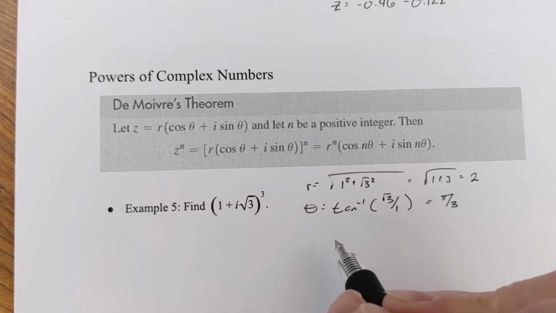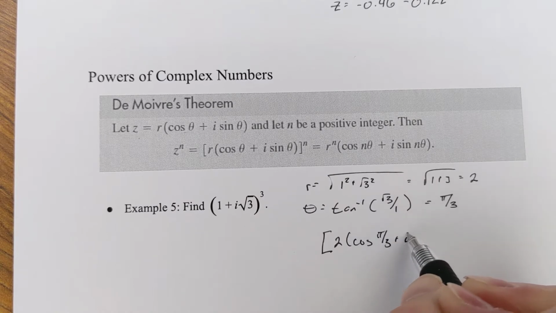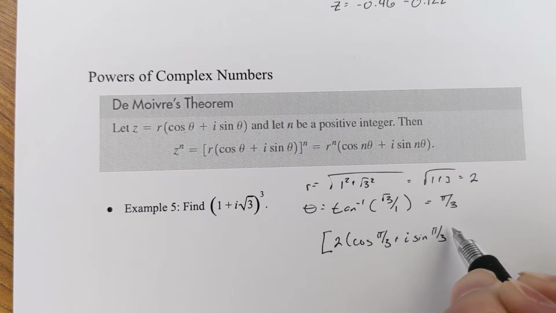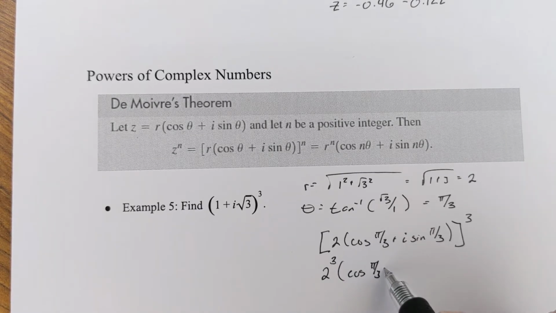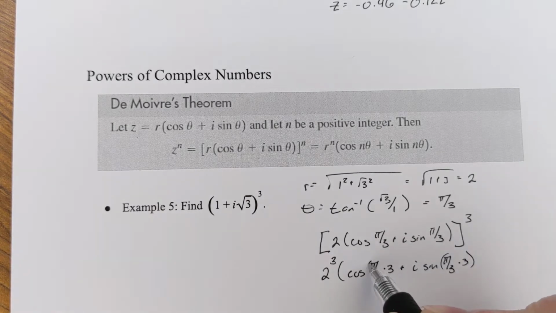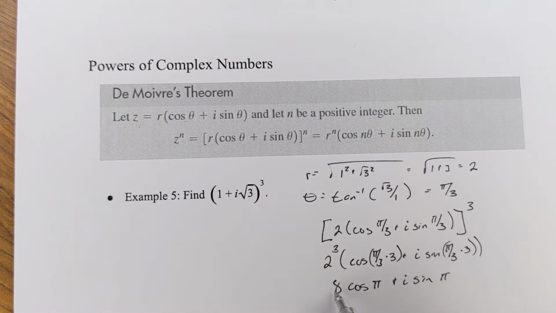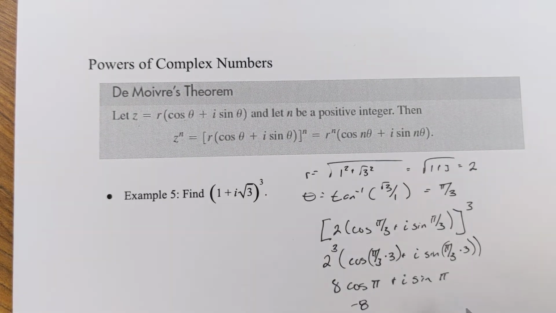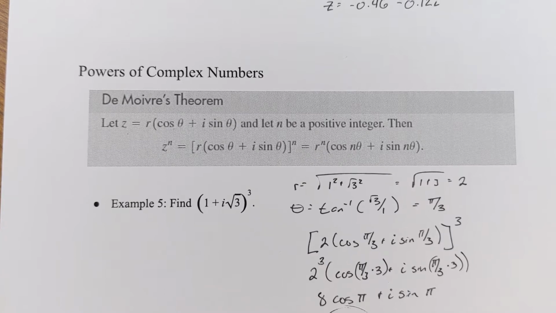So what I actually have is 2 cosine pi over 3 plus i sine pi over 3, all raised to the third. So the exponent goes on my r value, and my angles get multiplied by the exponent. So 8 cosine pi plus i sine pi. So then I can work this out. The cosine of pi is negative 1, so that's negative 8. The sine of pi is 0, so my answer is just negative 8. And that's as far as I need to go.